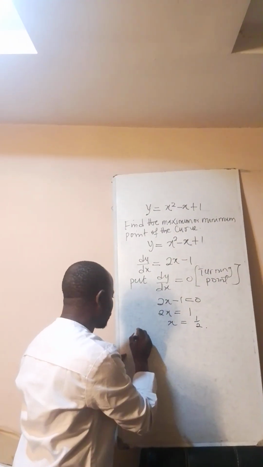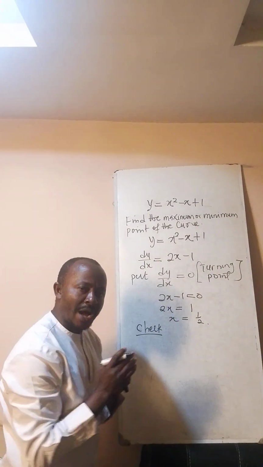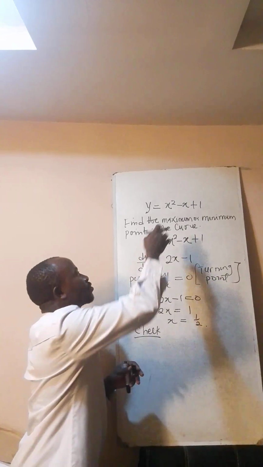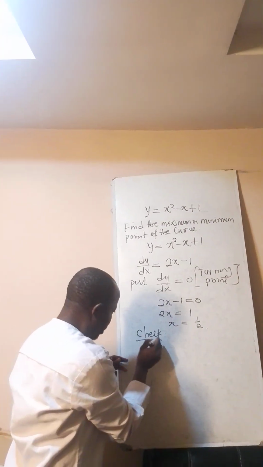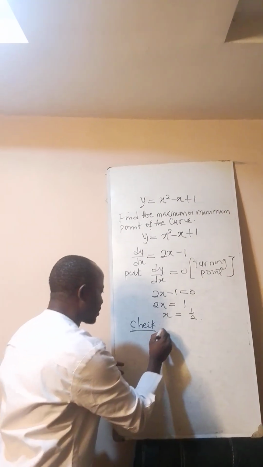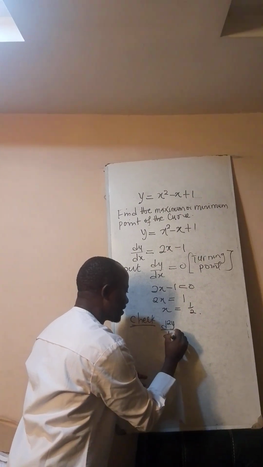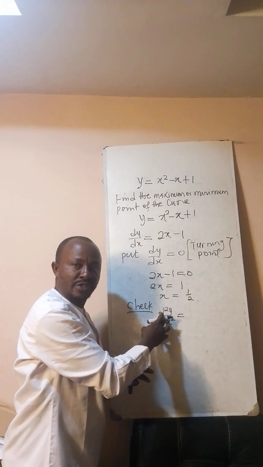The next step is to check. Why are we checking? It is to check whether the curve is maximum or minimum. To check, we find the second differentiation. So our second differentiation, which is d squared y over dx squared, is obtained from the first differentiation.